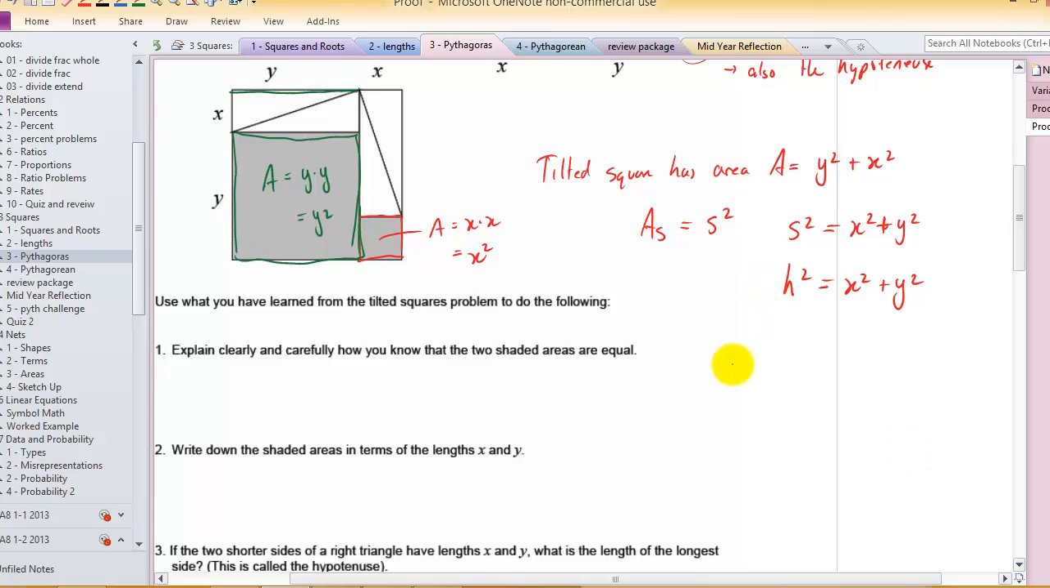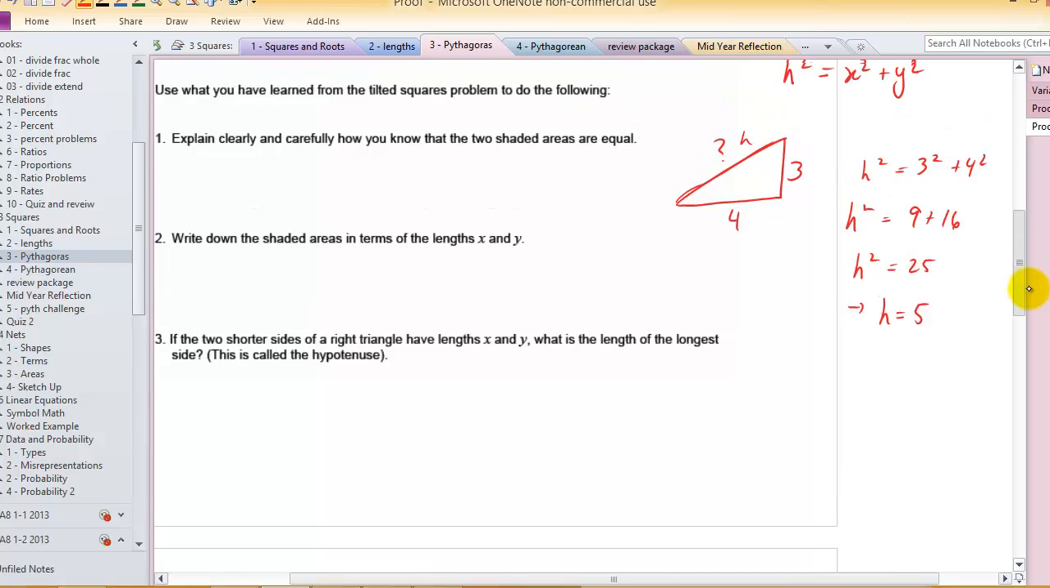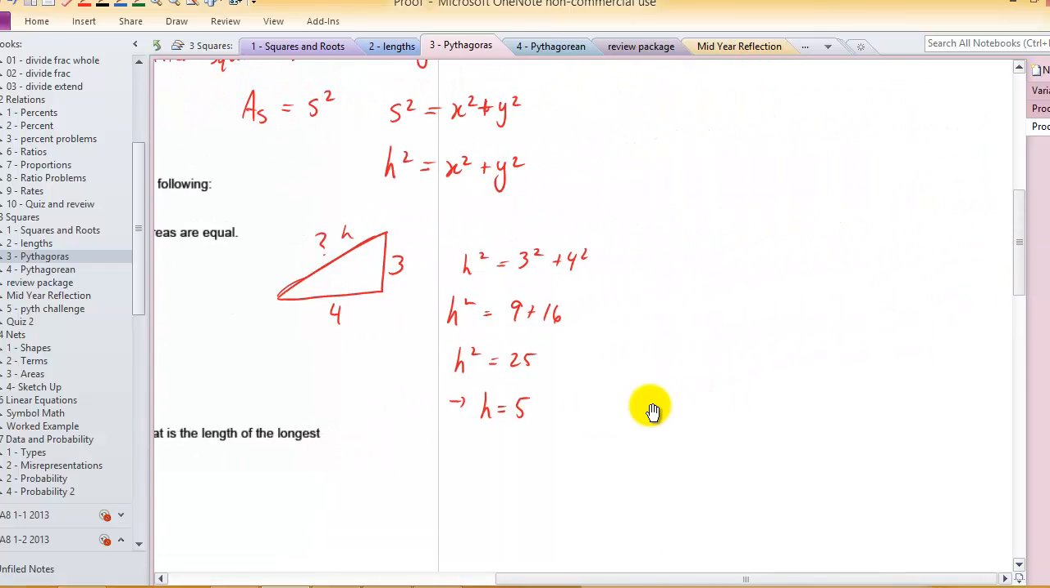How it's used: if I have a triangle here, this is 4 and this is 3, what's the length of this side? We could say this is h, so h squared equals 3 squared plus 4 squared. H squared equals 9 plus 16. H squared is equal to 25. So h is equal to 5. That's a nice easy triangle to calculate.